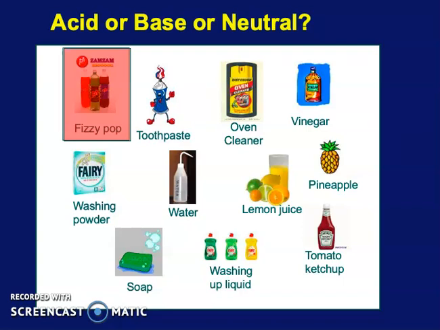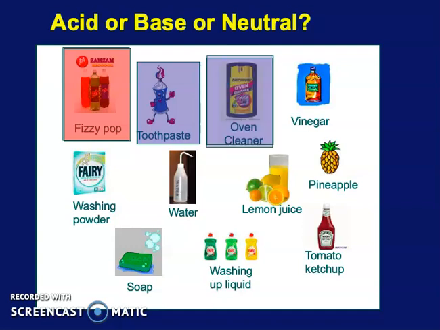Toothpaste. Shout at the screen now. Can only be right, can only be wrong. So toothpaste is actually a base. We use it to neutralize the acid that the bacteria secrete when they eat our food that gets stuck in our teeth. Oven cleaner. Well done, it is a base.